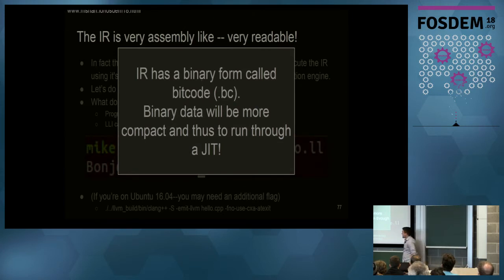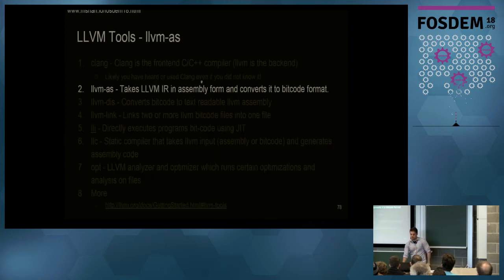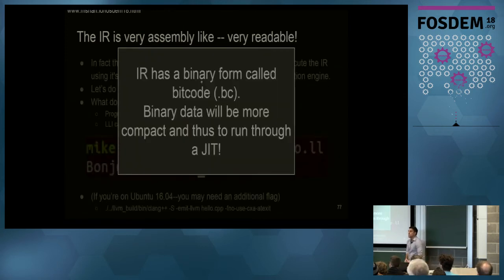Now, of course, the intermediate representation has another form, a binary form called bitcode with a .bc extension. The binary data is a little bit more compact, and that can also run through the LLI tool. But are the two meant to be alternate representations for the same thing? Exactly, you can convert back and forth as you need. One for readability and program inspection, the other for compactness, if you have a lot of these files.